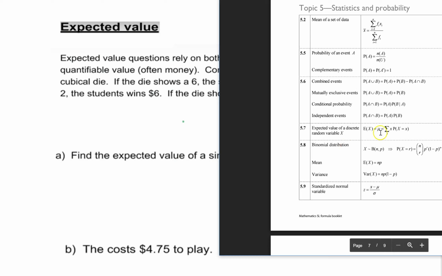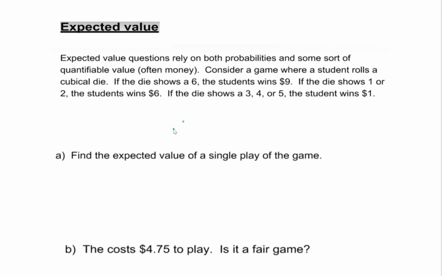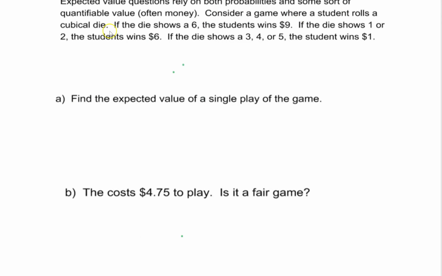You can either use this formula, which is multiply your x's times probabilities and then add them up to sum, right? That's what that means. Or just multiply your probability by the number of terms you have. What do you expect to get? What's the average? Expected value questions rely on both probability and some sort of quantifiable value. Sometimes it's money.